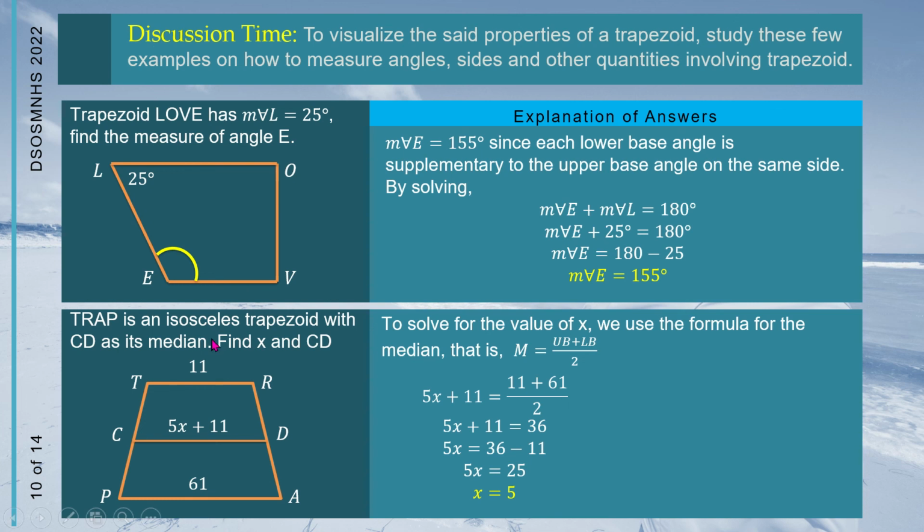To solve for the second item, which is median CD, CD is equal to the expression 5x plus 11, wherein by the first solution, x is 5. So 5 times the value of x. So that will be 5 times 5 plus 11. 5 times 5 is 25. 25 plus 11 is 36. Okay, subten. Subten that so far.